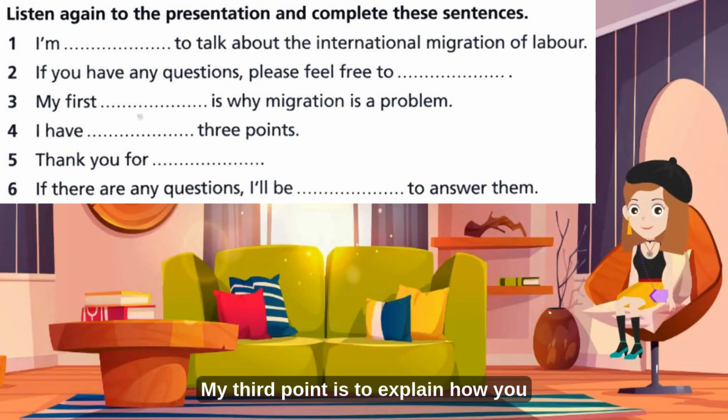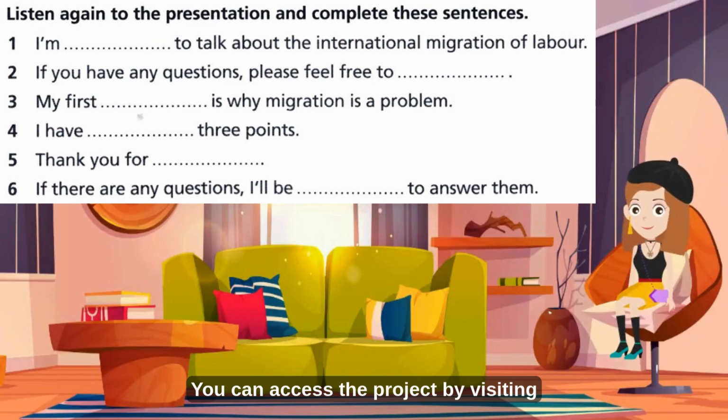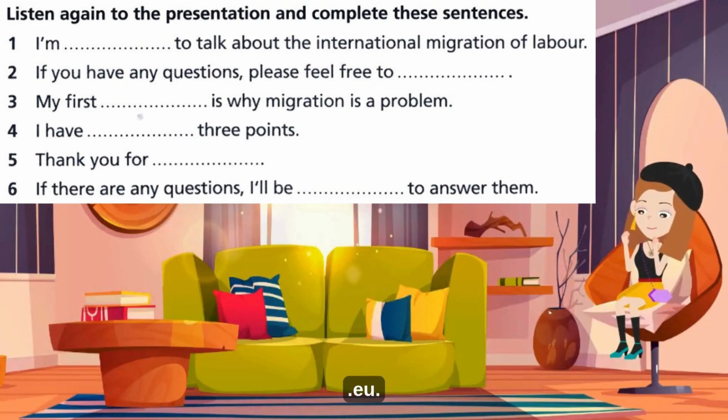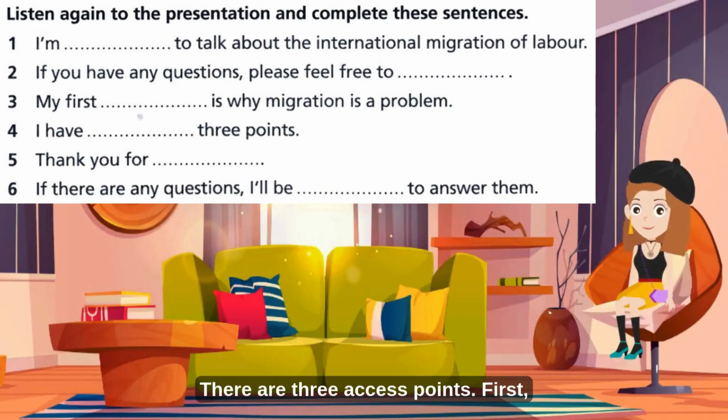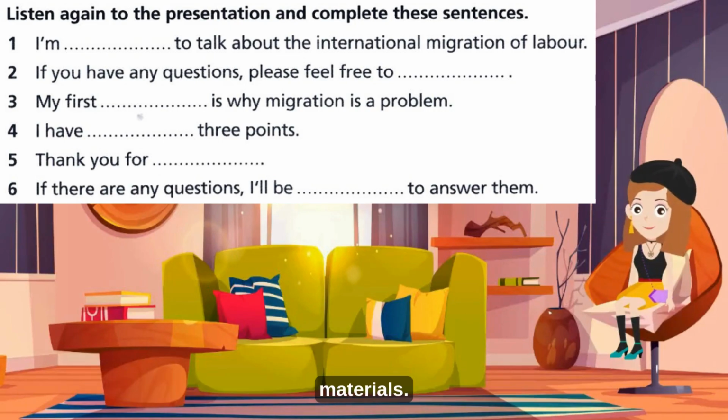My third point is to explain how you can access the EU project. You can access the project by visiting www.due-net.eu. There are 3 access points. First, you can access the country and sector research documents compiled by each country team. Secondly, you can access the video and print support sample materials.